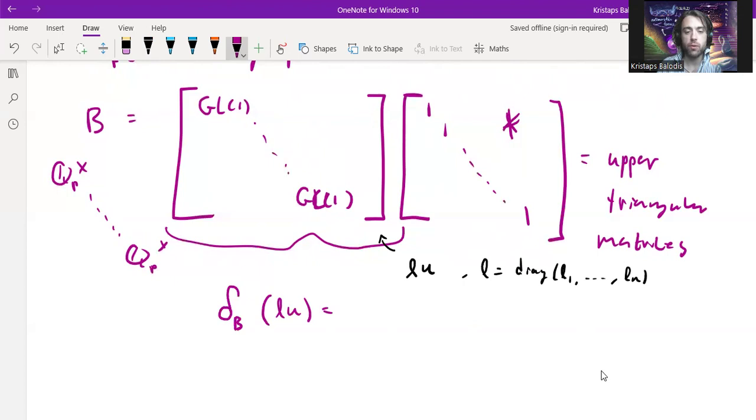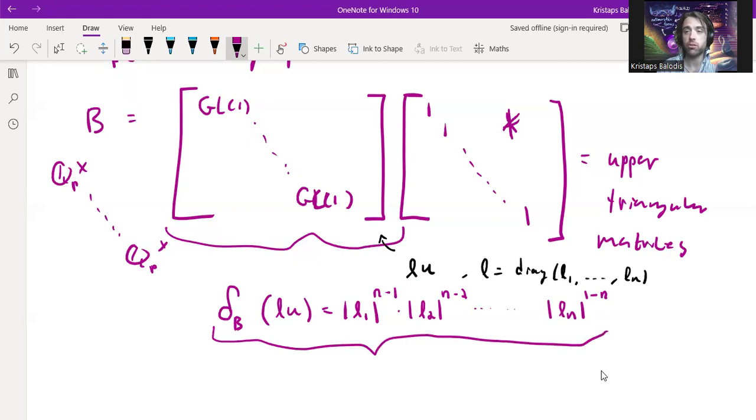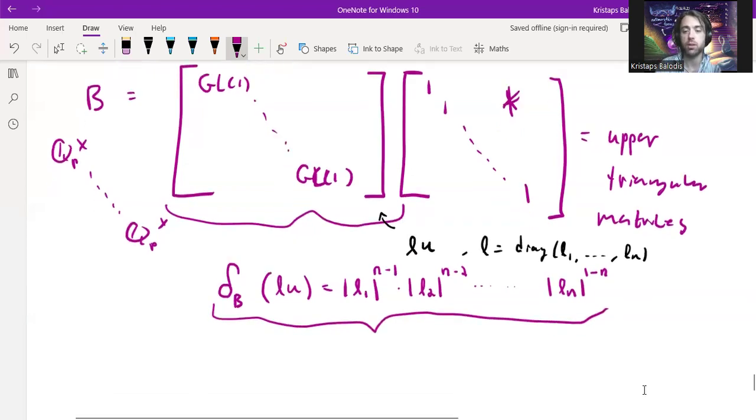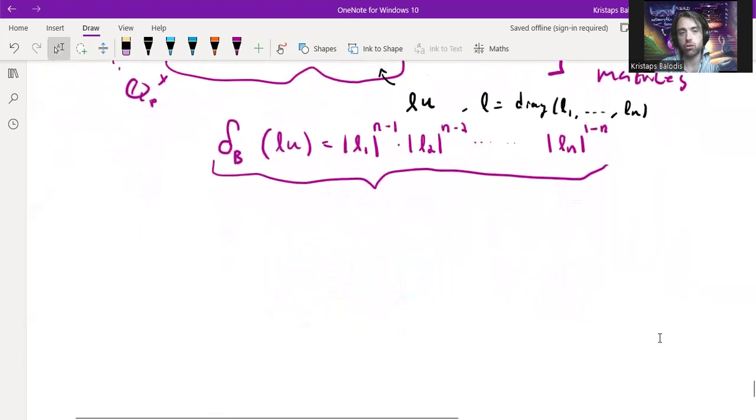I'm going to define a character delta of lu. It's simply going to evaluate l_1 with respect to my p-adic absolute value, to the power n minus 1. And then I'm going to multiply that by l_2 to the n minus 2, and so on, all the way down until l_n is evaluated to the power of 1 minus n. Okay? So I claim that this is a character. I just need to check that it respects multiplication. And it's a very special character.